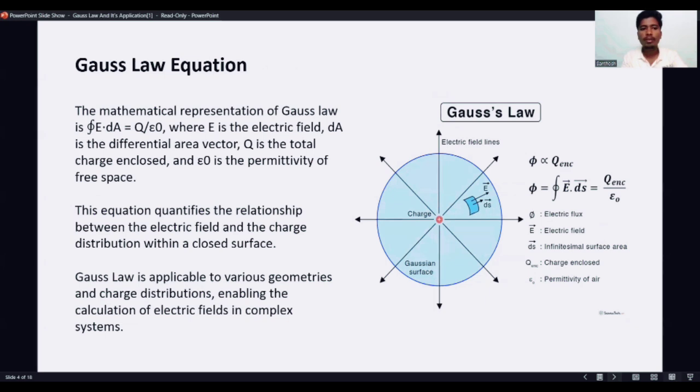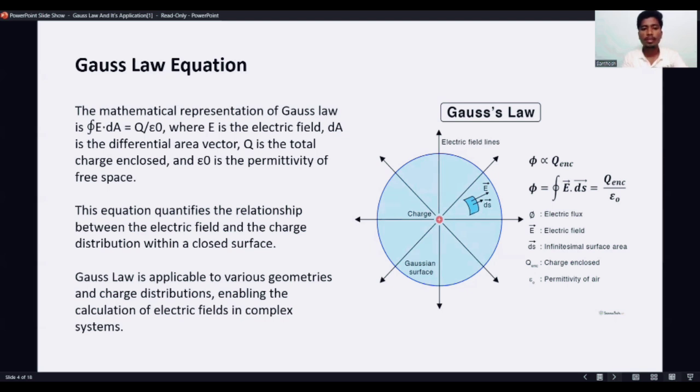So the Gauss law equation. The mathematical representation of Gauss law is the integral of E dot dA equals Q divided by epsilon naught, where E is the electric field, dA is the differential area vector, Q is the total charge enclosed, and epsilon naught is the permittivity of free space. This equation quantifies the relationship between the electric field and the charge distribution within the enclosed surface.